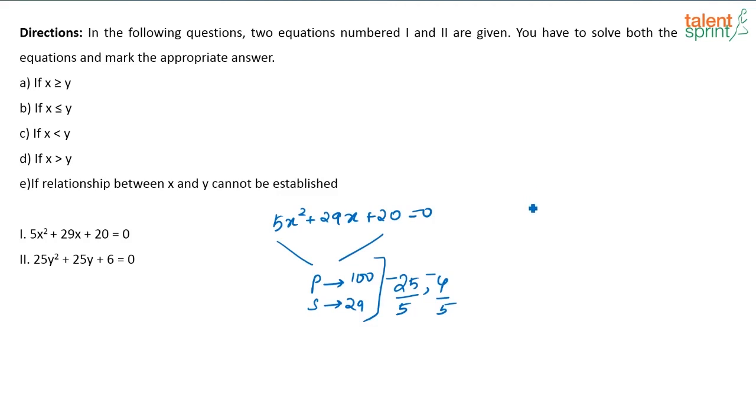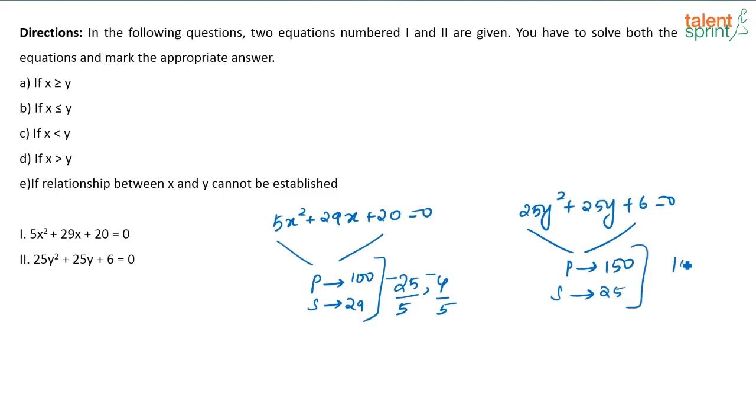Now the second equation, 25y squared plus 25y plus 6 is equal to 0. So the product of two numbers is 150, the sum of the two numbers is 25. So what are the two numbers? 15 and 10. 15 into 10 is 150, 15 plus 10 is 25. So what are the roots that we are looking for? 15 divided by 25 and 10 divided by 25. Again here, since both are positive, both the roots are going to be negative. If you simplify it, it is nothing but minus 3 by 5 and minus 2 by 5.